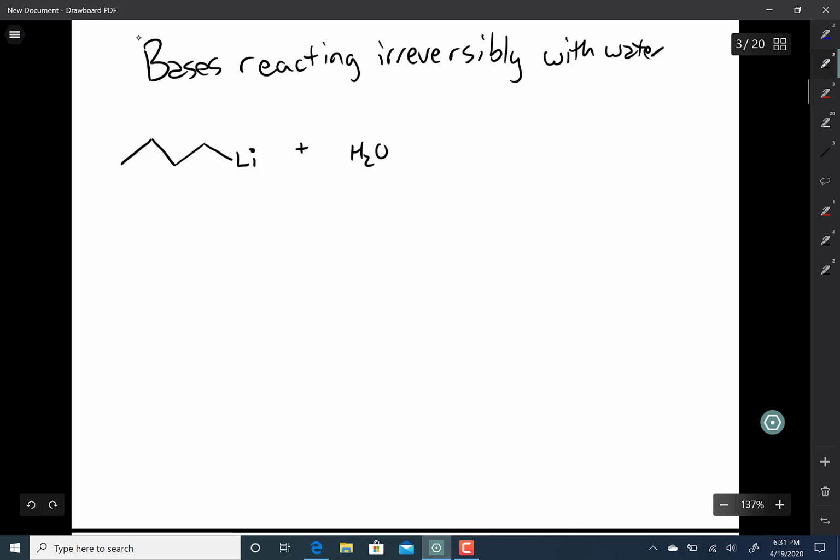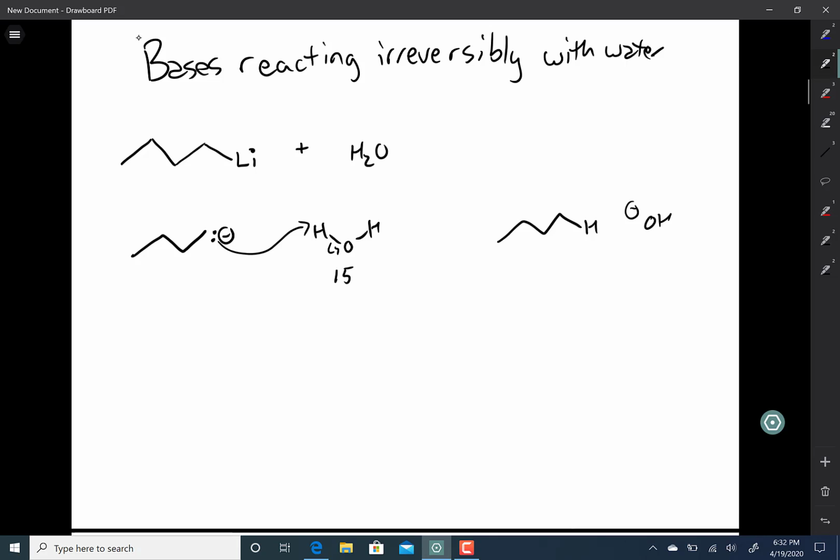Essentially, whenever you see a lithium, get rid of it and replace it with a negative charge. So that's really a carbanion. If that's acting as a base, it'll take that hydrogen off. You'll get this. Water has a pKa of 15. Butane has a pKa roughly around 45. So we put the arrow firmly in that direction. And the pKa difference is 15 or higher, so therefore it's irreversible.